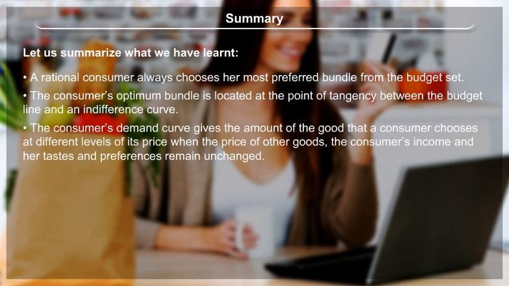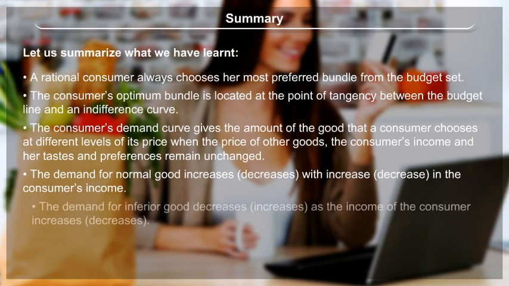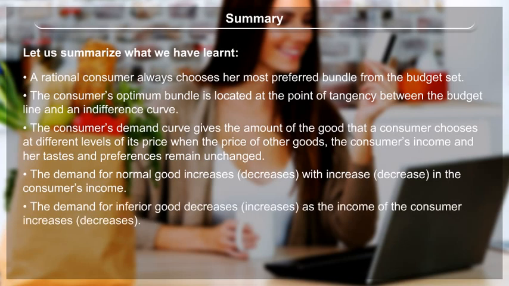The consumer's demand curve gives the amount of the good that a consumer chooses at different levels of its price, when the prices of other goods, the consumer's income and her tastes and preferences remain unchanged. The demand for a normal good decreases with a decrease in the consumer's income. The demand for an inferior good increases as the income of the consumer decreases.